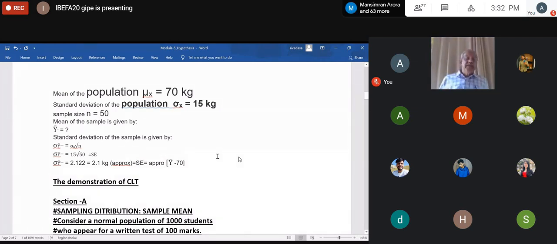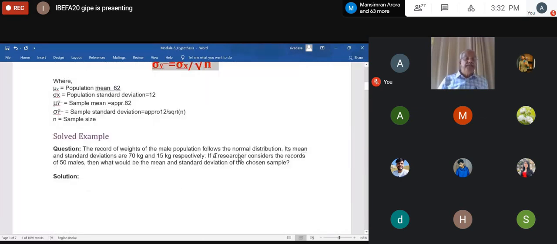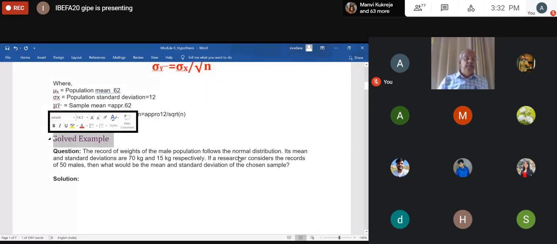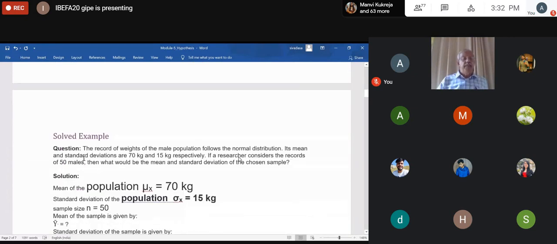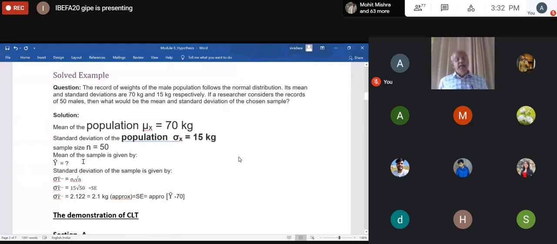All of you go through the example. See the example. Read the question carefully and see the solution shown below.